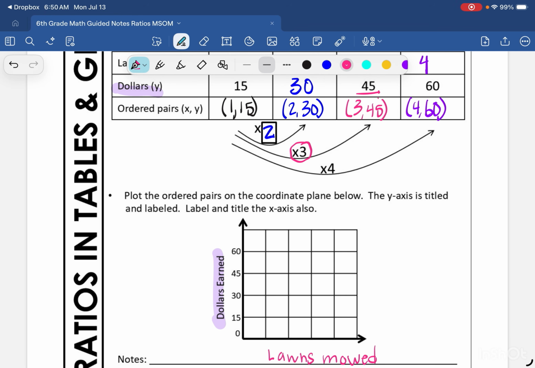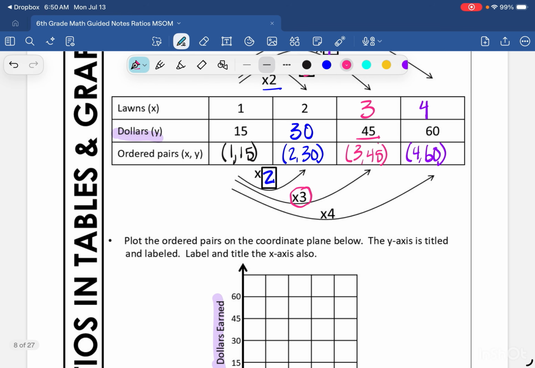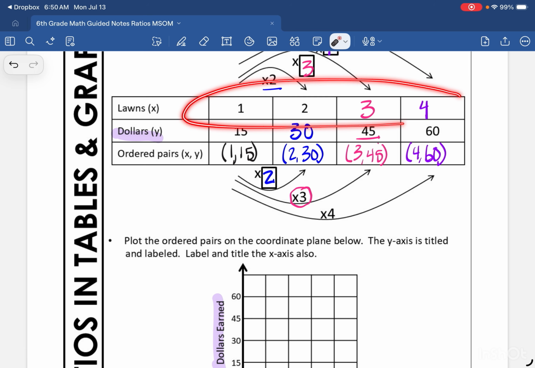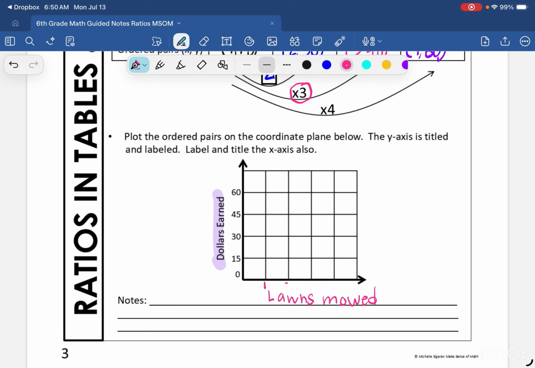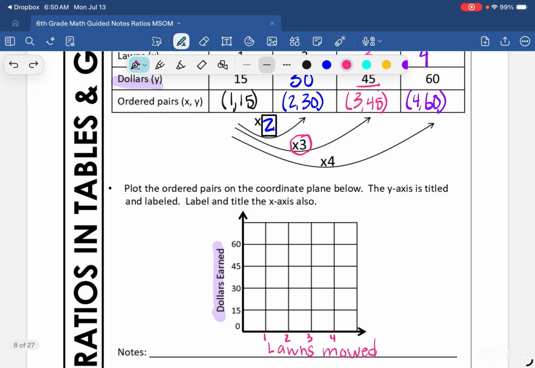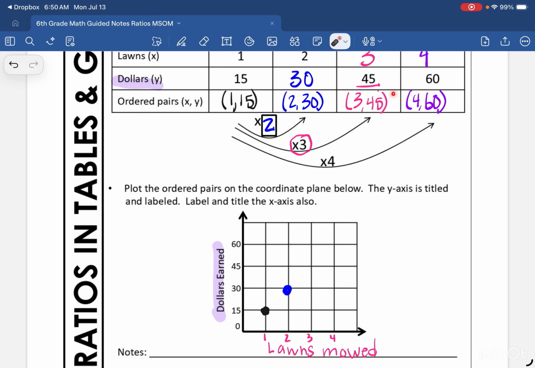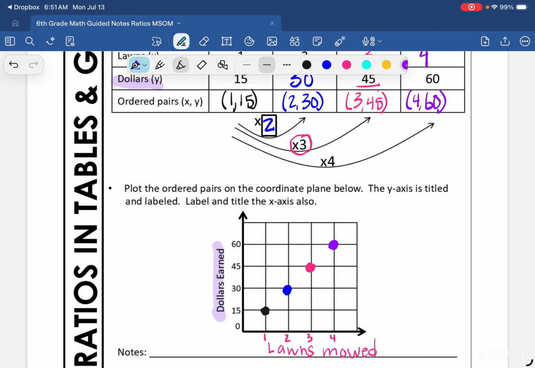Okay, I need to write the numbers. For my lawns mowed, I am going from 1 to 4. So I can just go by ones down here. So 1, 2, 3, 4. All right, now let's plot my points. So for 1, it's 15. 2, 30. 3 comma 45. That's 3 and 45. And then 4 comma 60. And then let's connect the points to make a graph. I just want you to notice that the graph is a straight line.